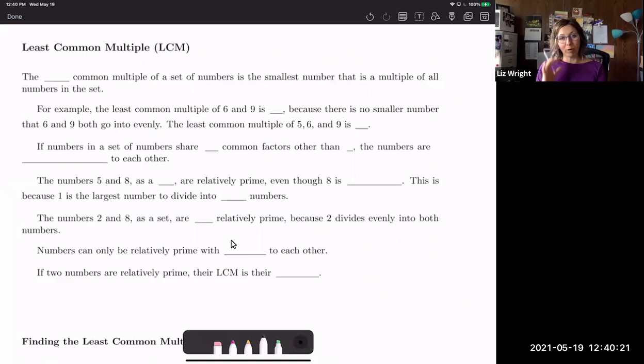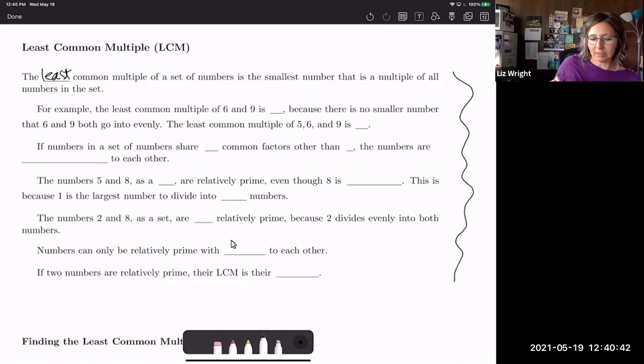So this page is kind of prepping you for what's coming, the next topic of comparing fractions. So this part, the least common multiple. Let's fill in some words here. Because this chunk up here is describing what a least common multiple is, and prime numbers and relatively prime. It's talking about those different terms in here. It says the least common multiple of a set of numbers is the smallest number that is a multiple of all the numbers in the set.